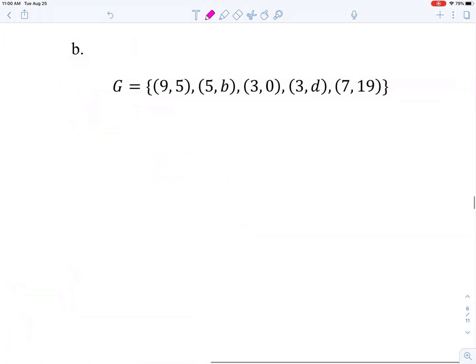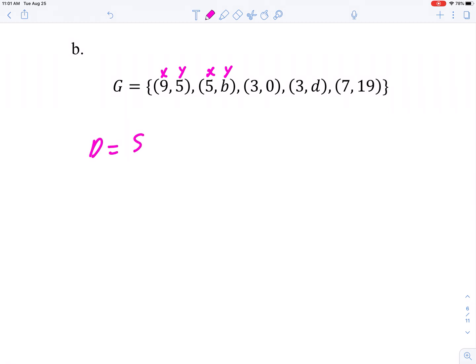Alright, part B. So these are all ordered pairs. So remember, each one is an x, y, right? Whether there's numbers or letters, doesn't matter. X, comma, y, inputs, outputs, domain, range. Okay, so this one's pretty easy.